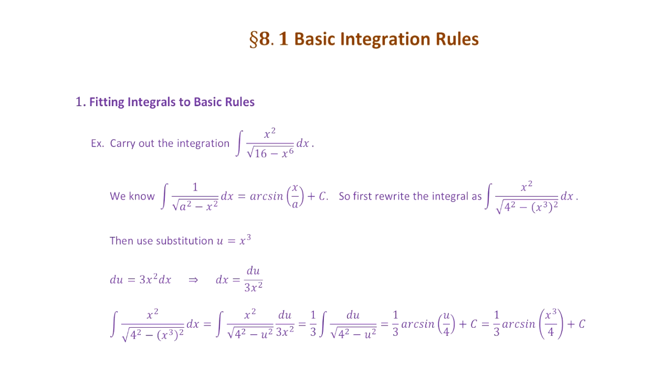All right. So that suggests we need to use the substitution of u equal to x cubed so that we can rewrite the whole thing as 4 squared minus u squared inside the radical in the denominator, isn't it? And then we match the formula for the problem.